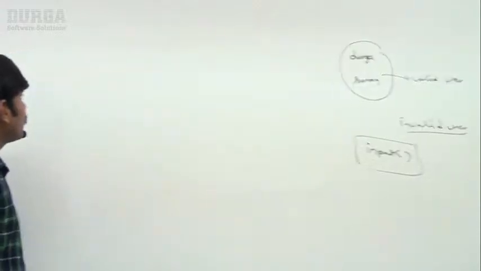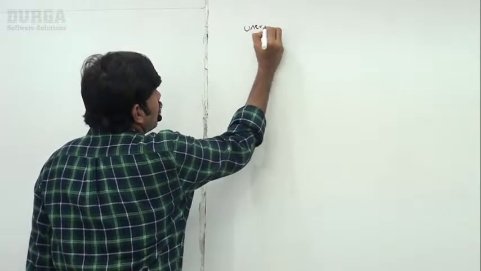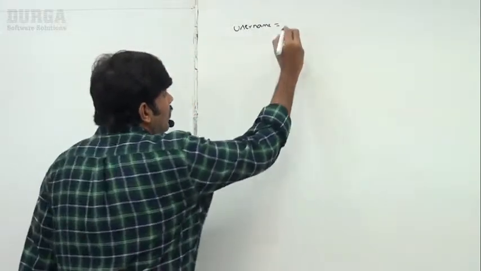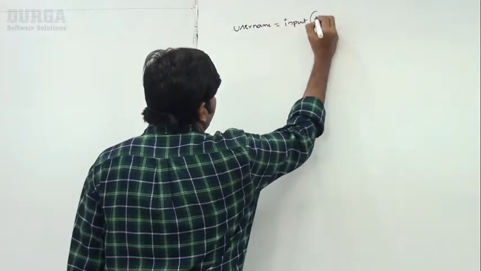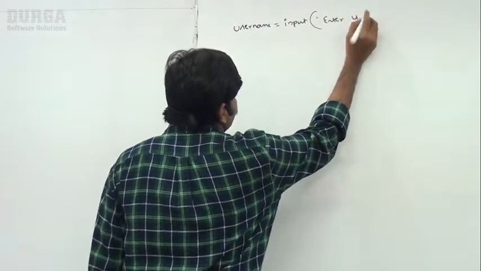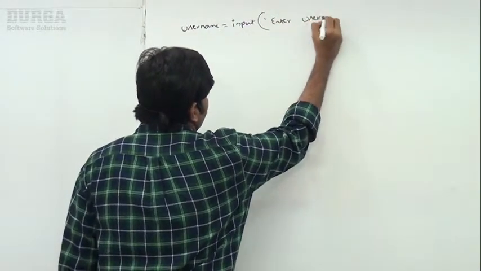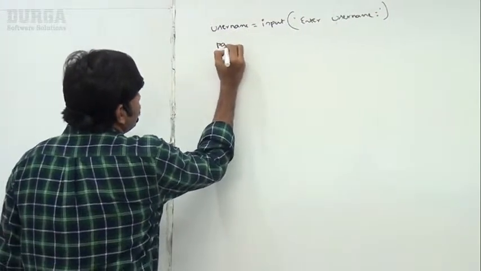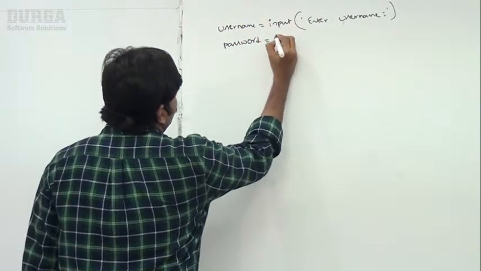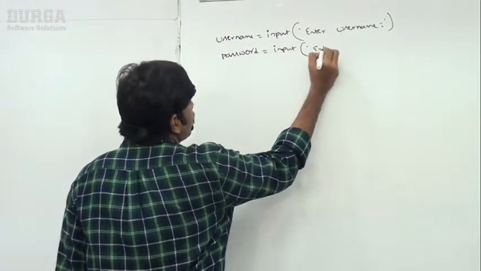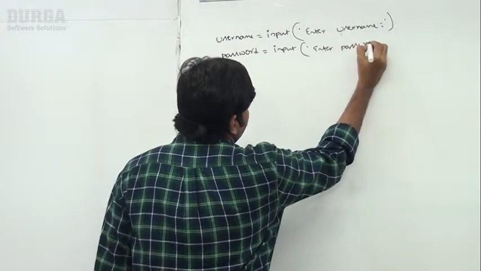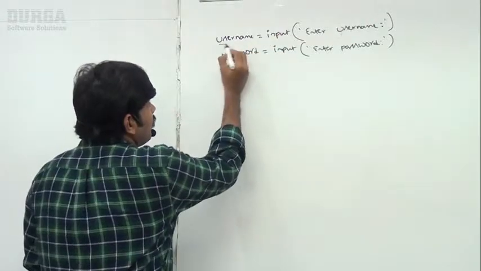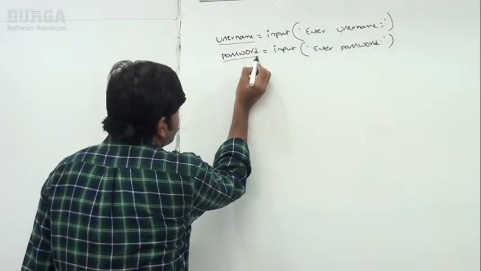Now my requirement is to read the username provided by the end user. For that, username is equal to input of "enter username". I am asking, please enter username. Similarly, password is equal to input of "enter password". I'm asking the end user to provide username and password. So the username is saved in the username variable and the password in the password variable, right?